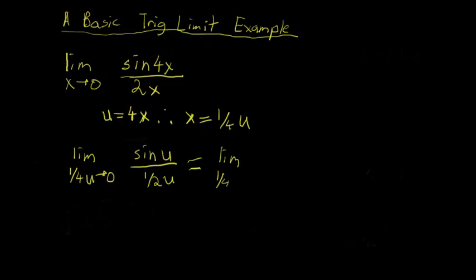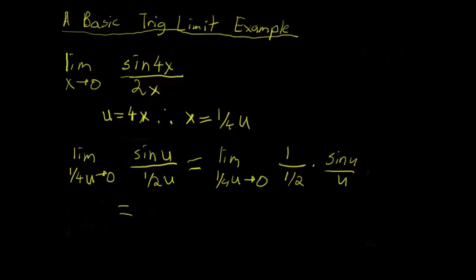So we have the limit as 1/4 u tends to 0 of 1 over 1/2 times sine u over u. And all I did here was I rewrote this 1/2 with a numerator of 1, and you'll note that 1 over 1/2 is 2.